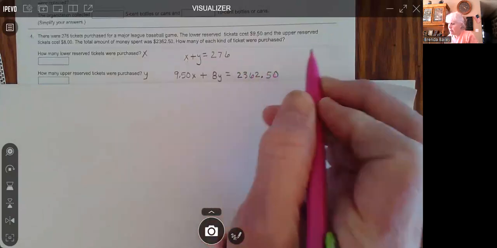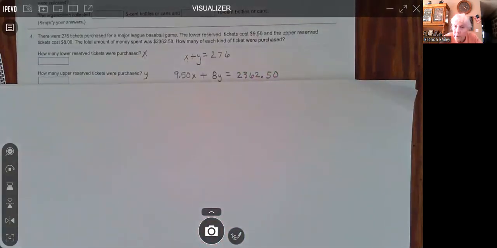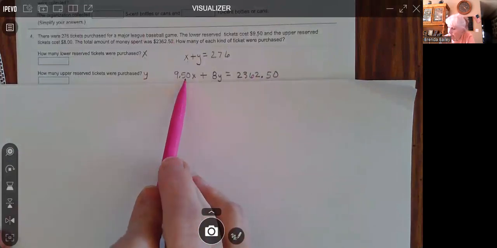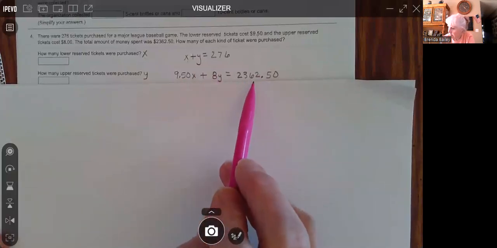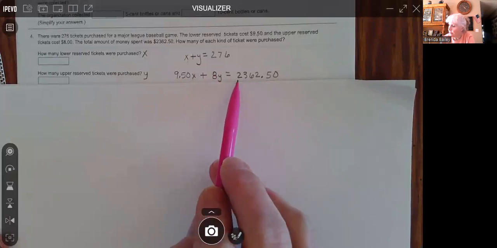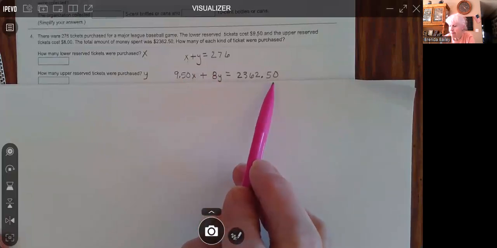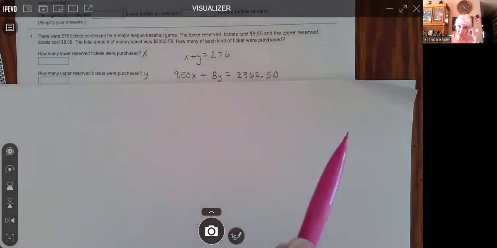Okay, so there's our two equations. The thing is, you could solve it from here, and I would solve it from here. I don't think I would necessarily, but you can move the decimal over twice on each of the second equation. 950, 800, 23,000. What would that be? That would be 236,250. But you have a calculator.